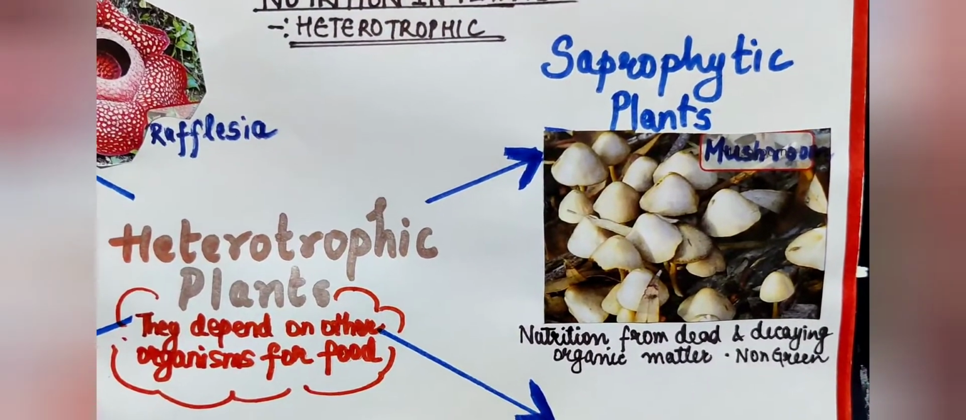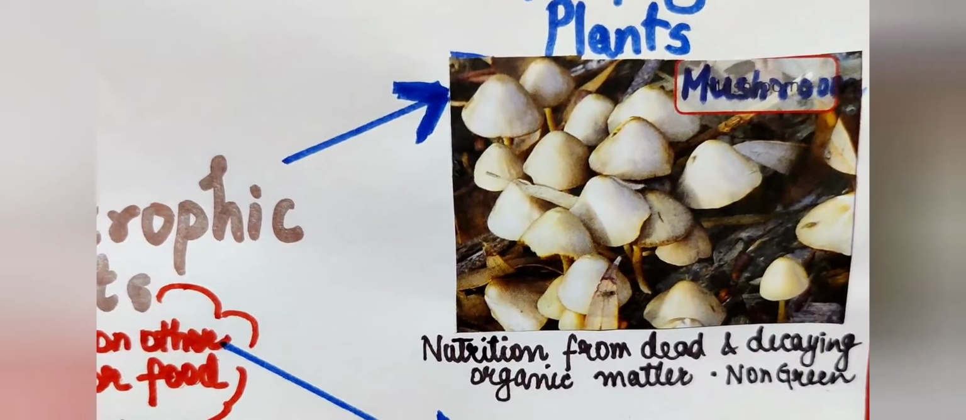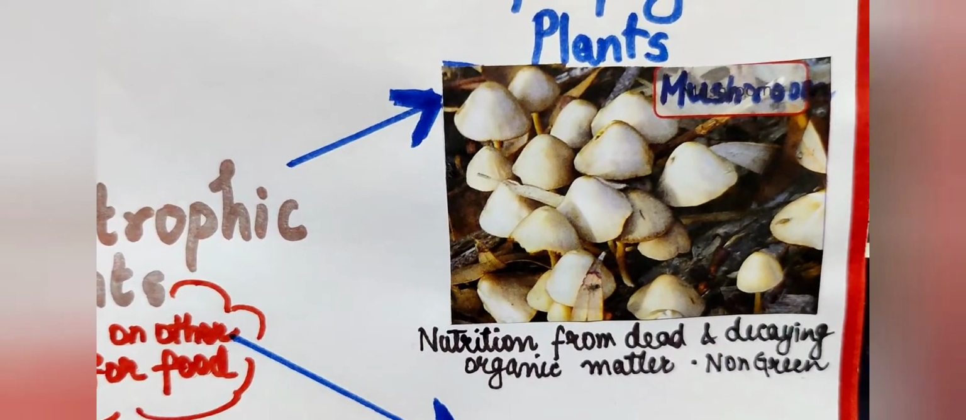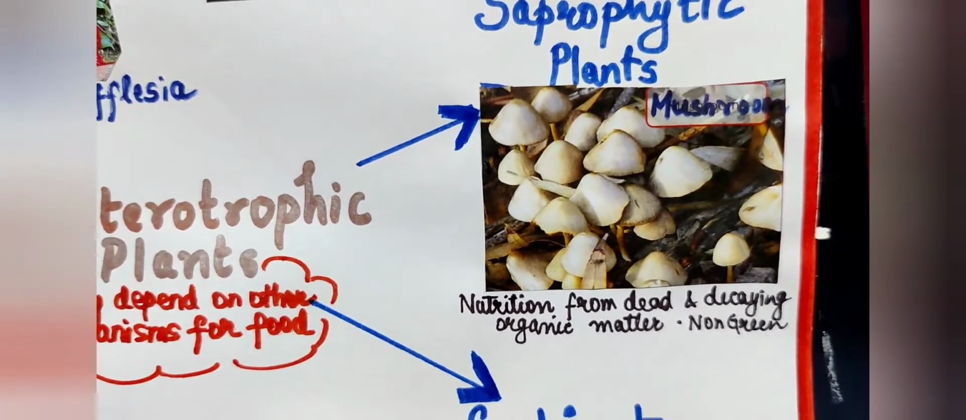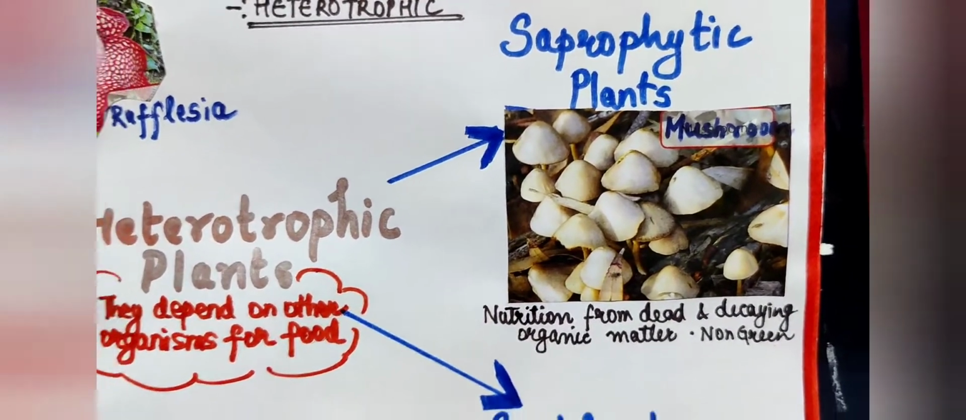Mostly they are non-green. See, you can see the mushrooms, they are white colored. Same is the coral roots, the Indian pipes, these all are the saprophytes. The fungus that grows on the bread is also a saprophytic plant.